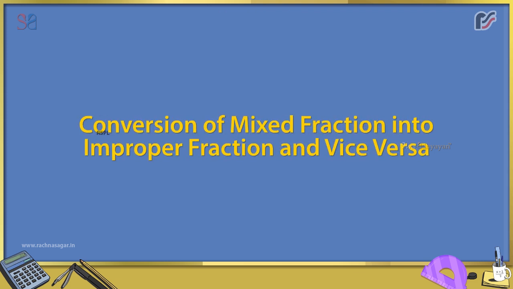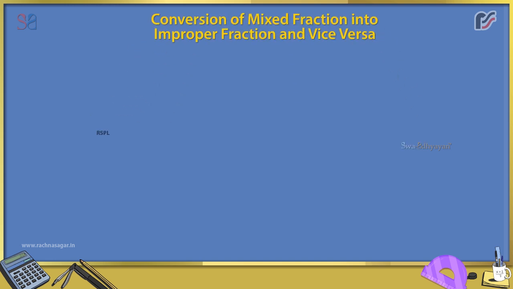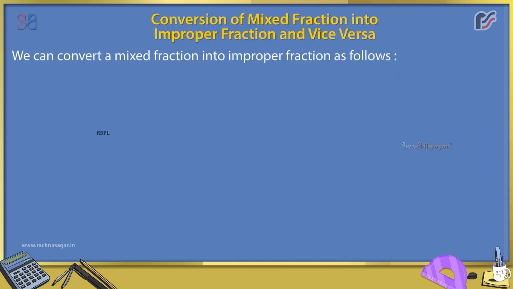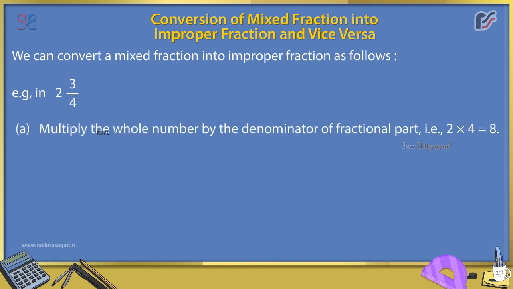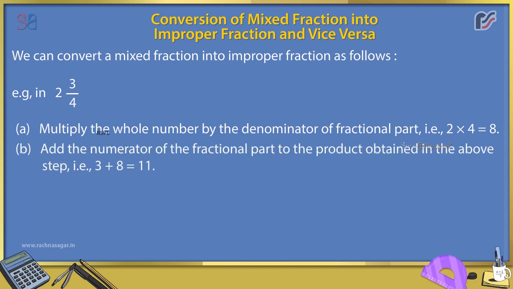Conversion of mixed fraction into improper fraction and vice versa. We can convert a mixed fraction into an improper fraction as follows. Example, in 2 and 3 by 4, A. Multiply the whole number by the denominator of the fractional part, that is 2 multiplied by 4 is equal to 8. B. Add the numerator of the fractional part to the product obtained in the above step, that is 3 plus 8, which is equal to 11.